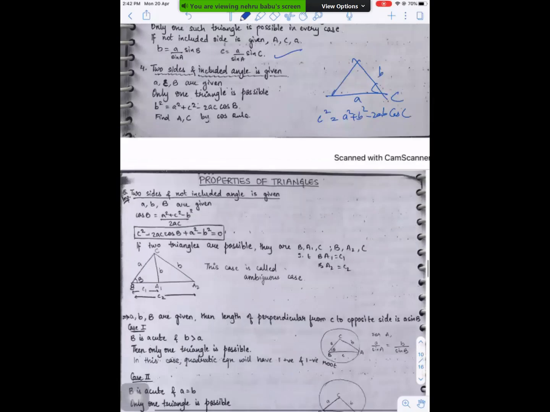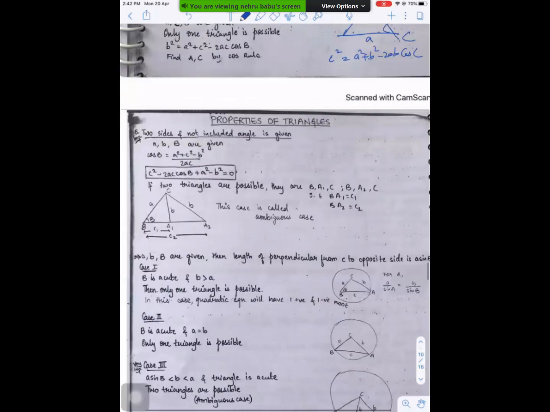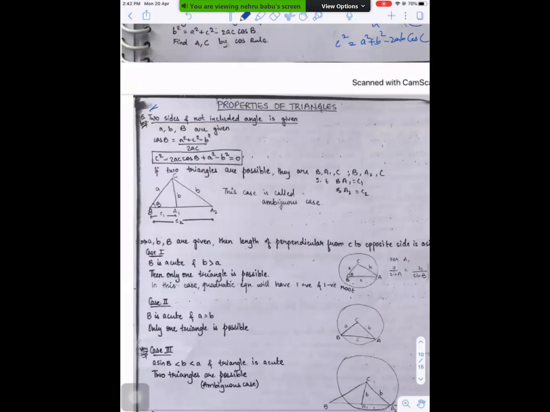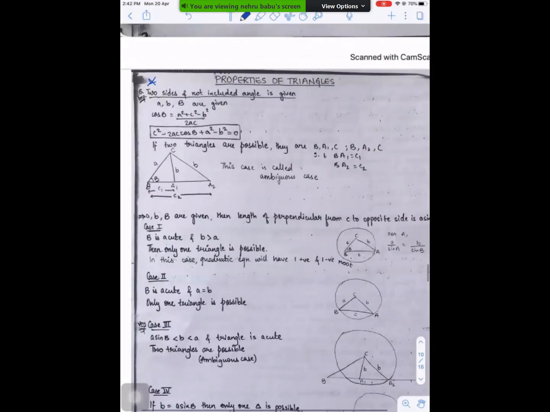And the next important point, mainly this case only we have to discuss. Two sides and a non-included angle is given. In this situation, if you observe, small a, small b, and capital B are given.